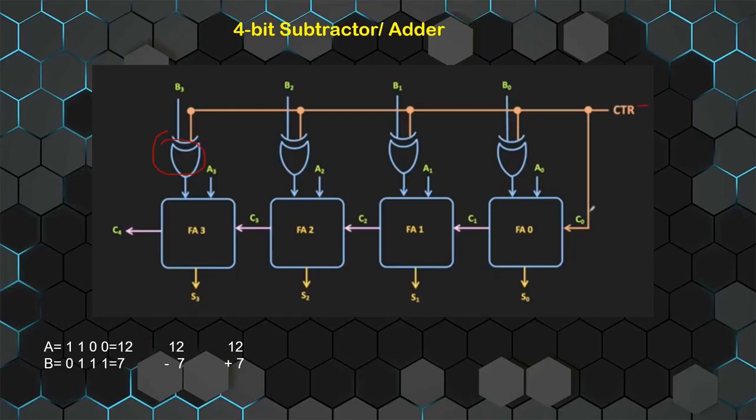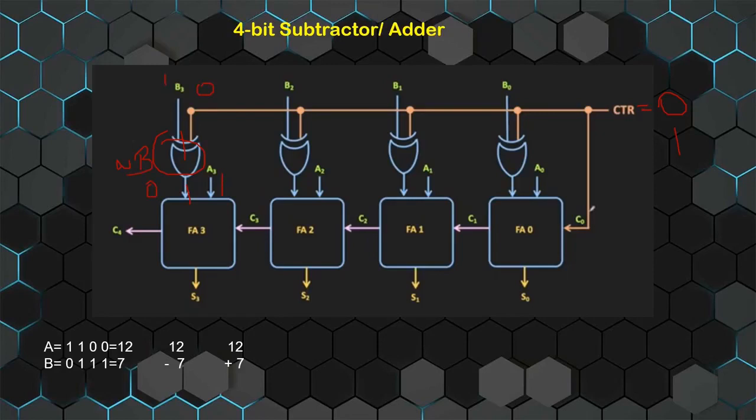If the control value is 0, then we will be performing addition. So with control value 0, the B value will be copied as it is. If the control value is 1, then B will be its complement. If it is 1, then it will be 0. If it is 0, then it will be 1.